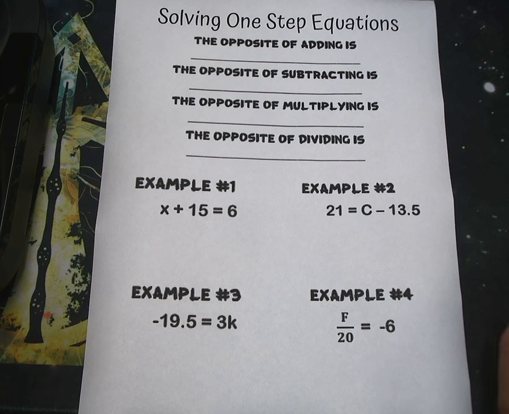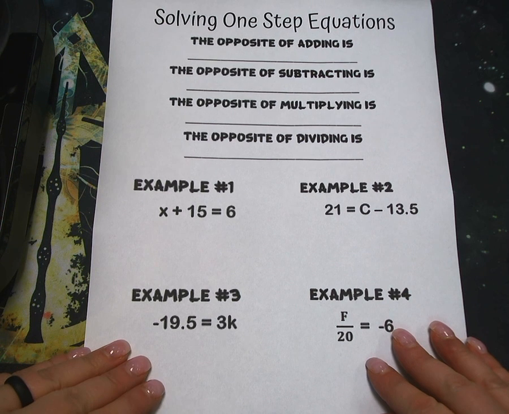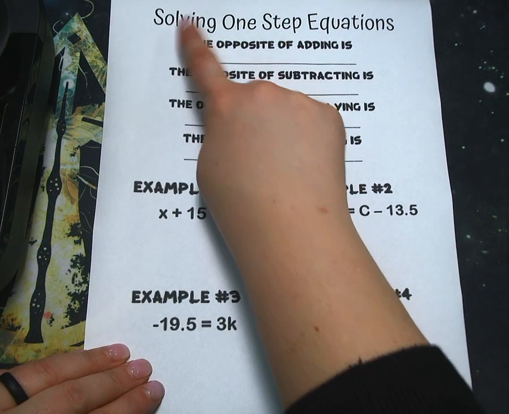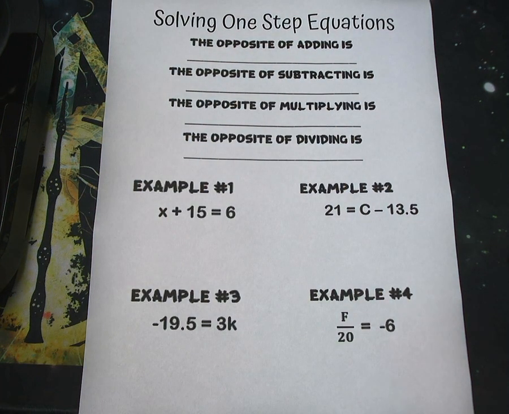All right, so today we're going to talk about solving one-step equations. So literally that means we're going to perform one step and it's going to solve our equation. One step meaning we're either going to add, subtract, multiply, or divide. Just one of those things will solve our problem.